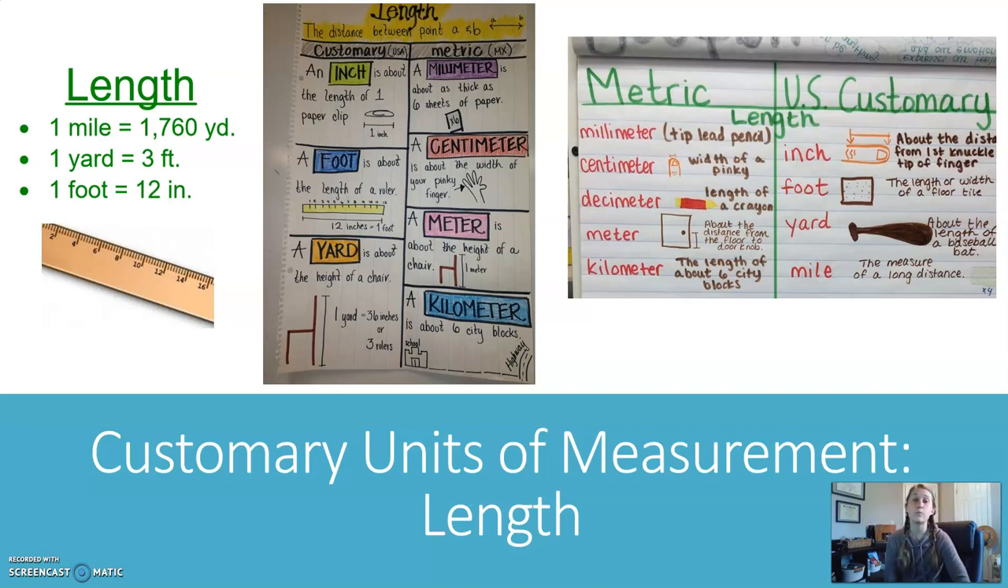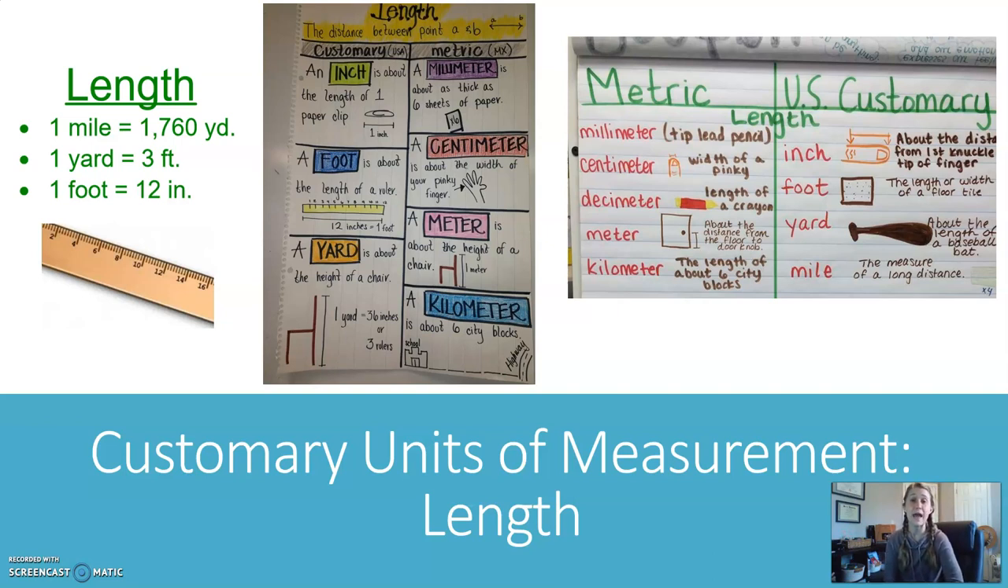The next unit is yard. A yard is about the height of a chair or the length of a baseball bat. Again, I'll use my arms to represent yard. A yard and a meter are similar in size. They're not the same length, but they're similar. We use yards to measure the length of a football field.